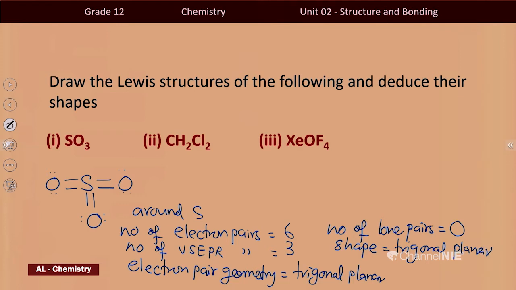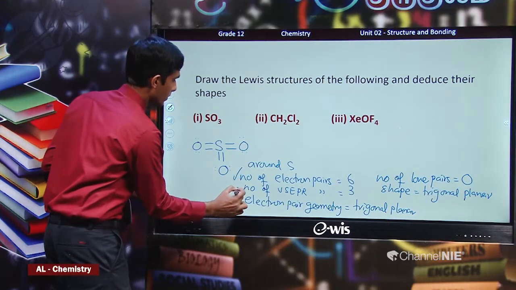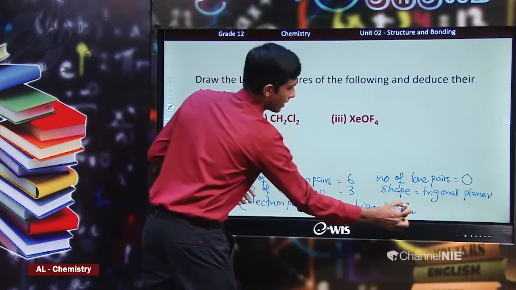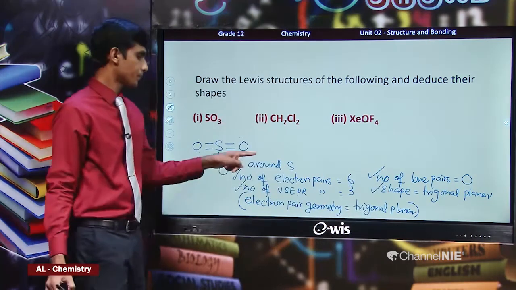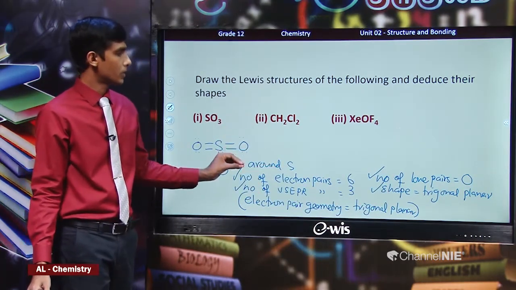So, when you are asked to deduce the shape, you must mention these points: total number of electron pairs, number of VSEPR pairs, electron pair geometry, and number of lone pairs. The VSEPR pairs point is not important unless it is asked. These 4 points must be written. Based on this, you can deduce the shape of a particular molecule or ion.